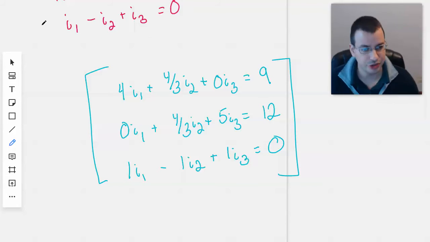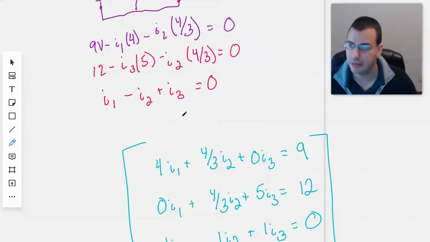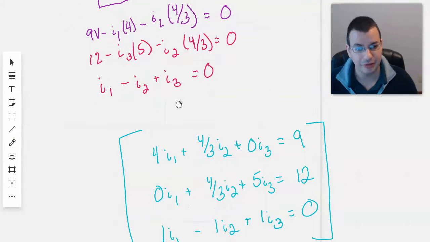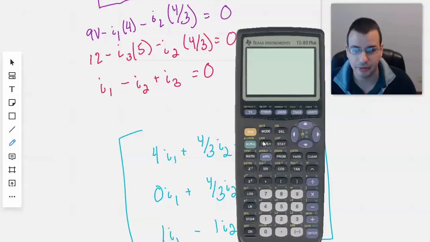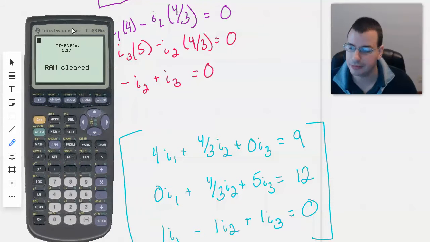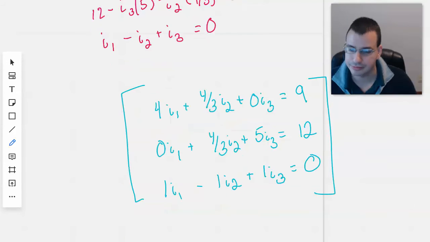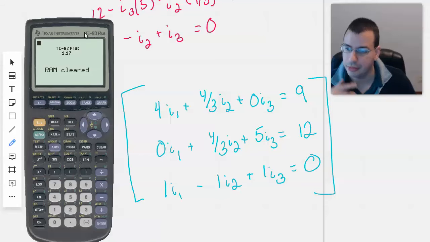Not sure how much exposure you've had to linear algebra or matrix theory yet, but this is the real value of having your TI-83. So grabbing our calculators. Did it turn off? On. RAM cleared. Okay. Come back, calculator. There you go.